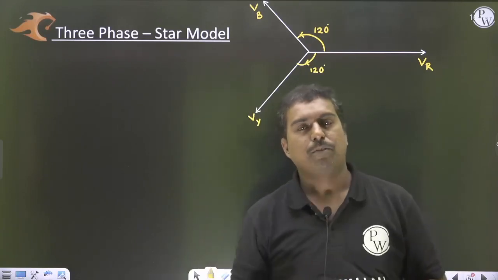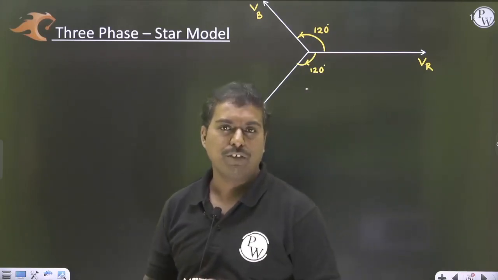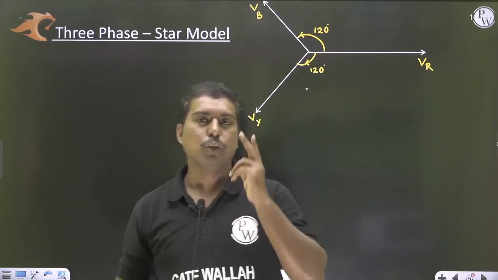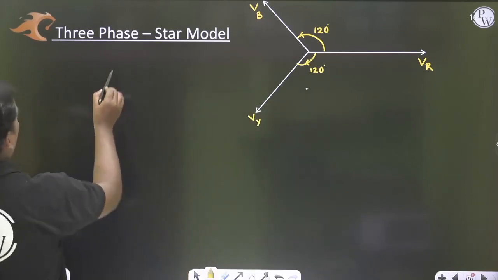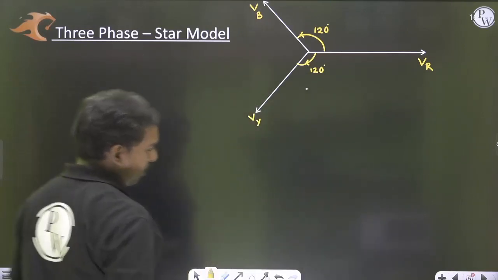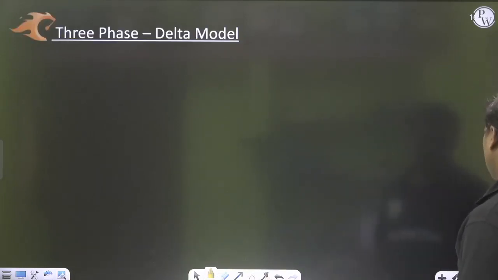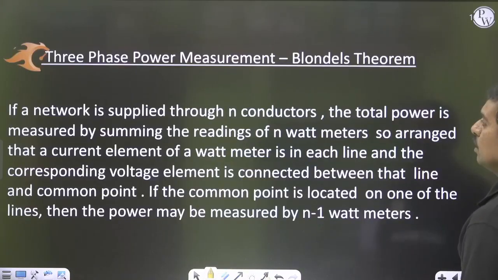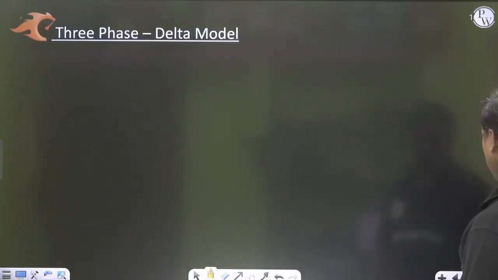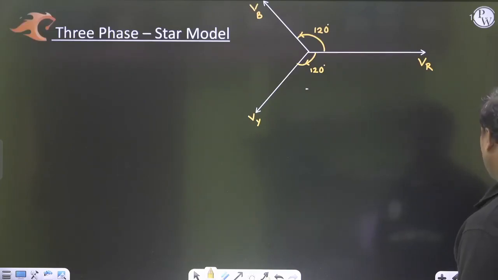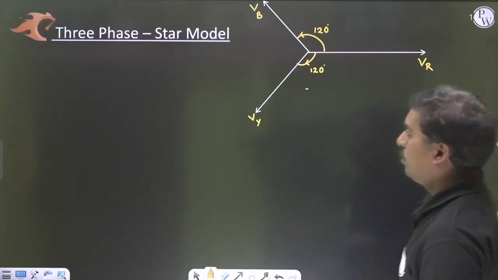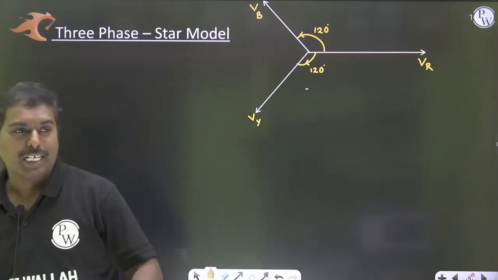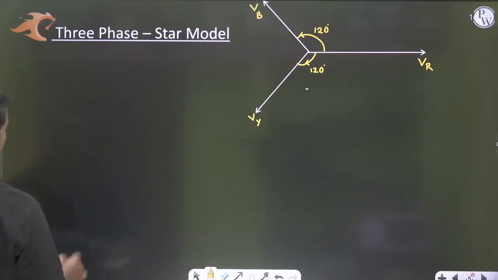And remember, in three-phase power transmission, definitely we follow two models. One is the star model and the other is the delta model. So actually I am taking separate slides. I am taking the three-phase star model. Basically we are having the star model and delta model. In star model, how they are connected.